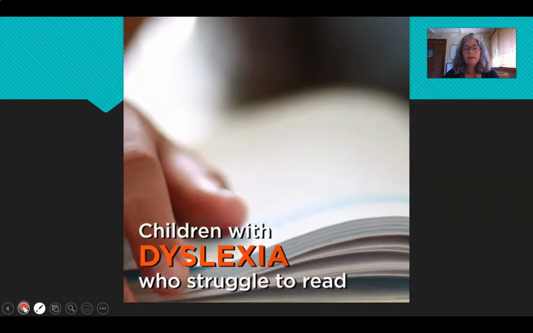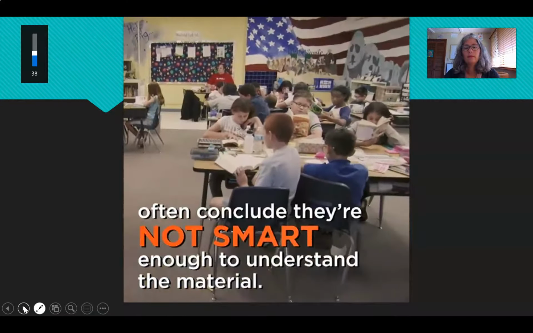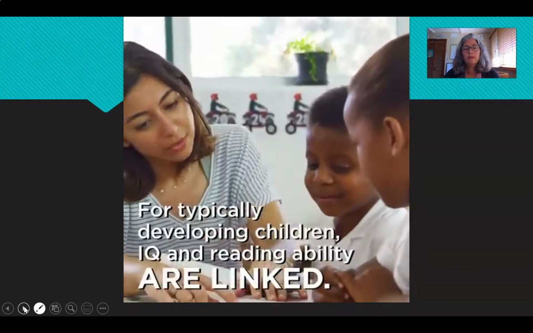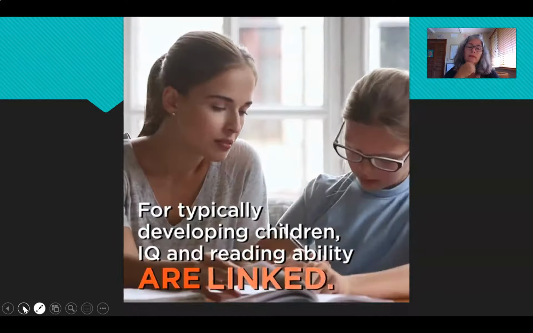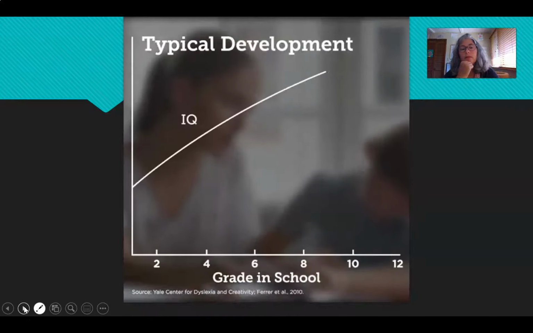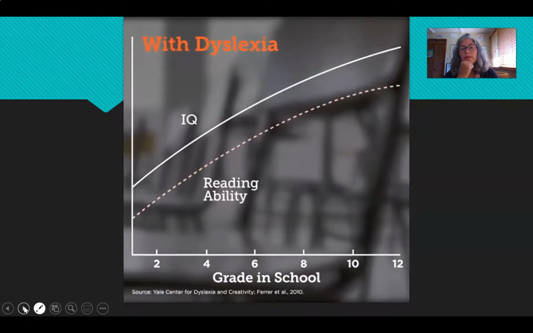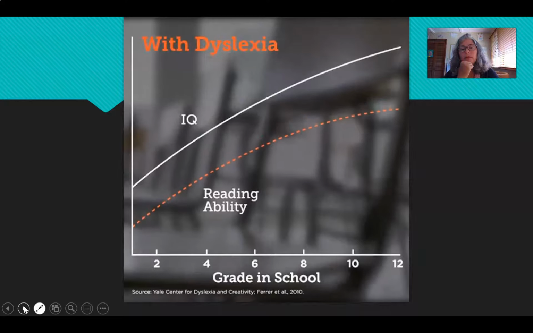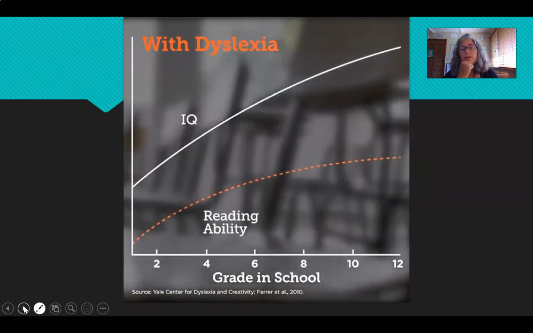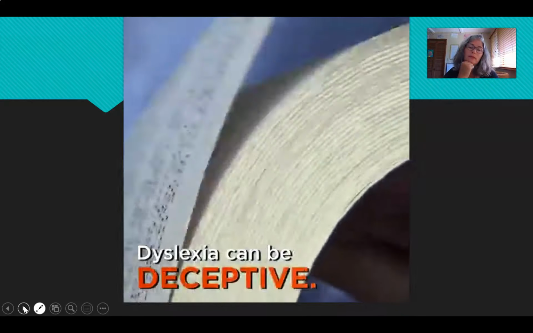Children with dyslexia who struggle to read often conclude they're not smart enough to understand the material. But the research says that's wrong. For typically developing children, IQ and reading ability are linked. According to a 2010 study, they track together over time and mutually reinforce one another. But for children with dyslexia, a gap between IQ and reading ability appears in the early grades and then widens over time. Dyslexia, it turns out, can be deceptive.